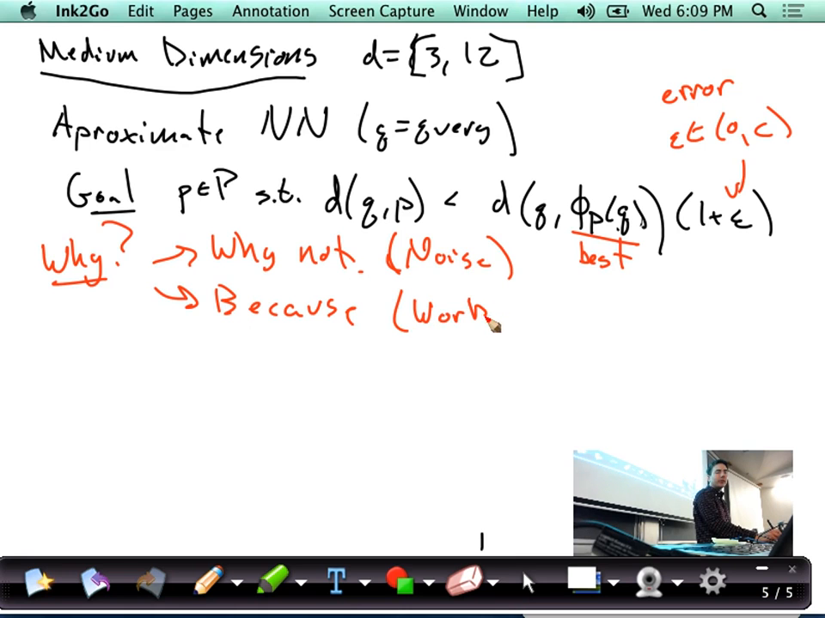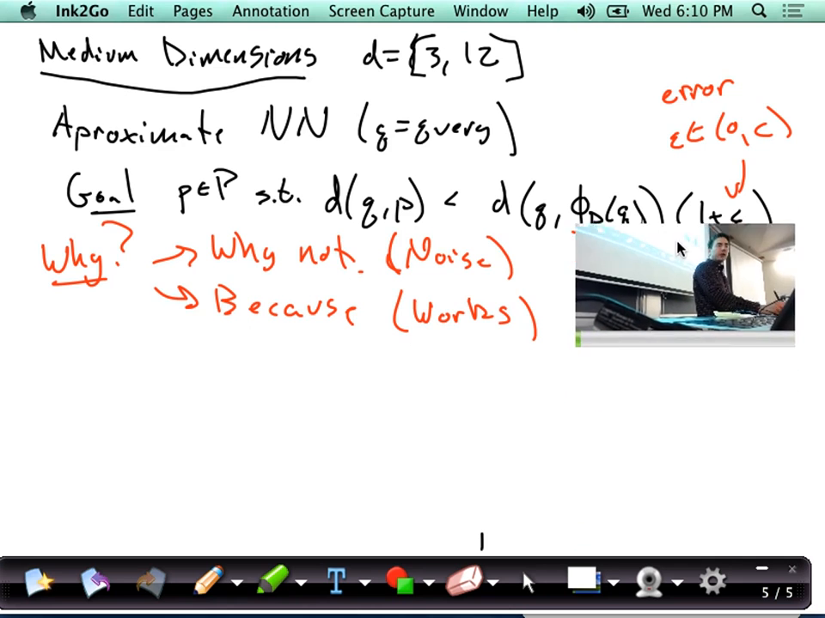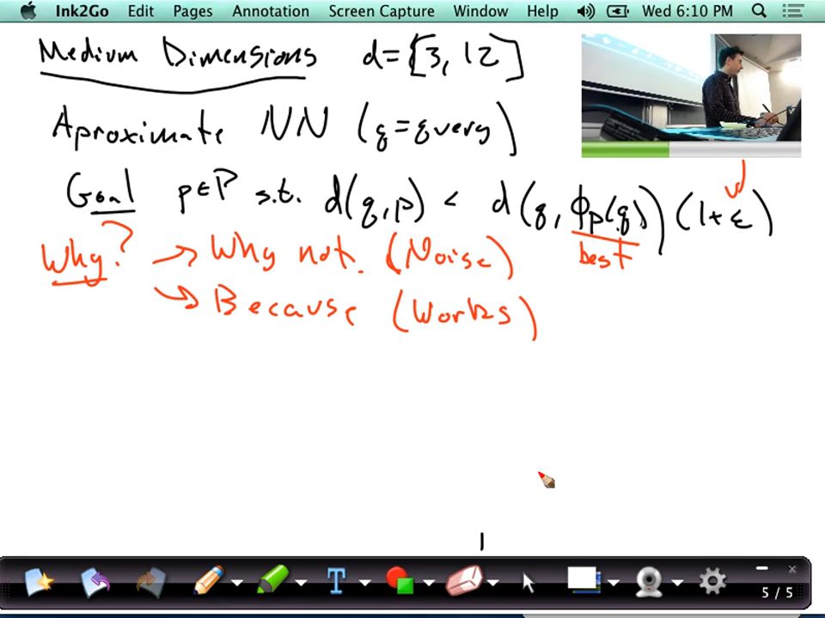And then the because is maybe because this one actually works. This one is easier to do. I can actually solve this problem a lot easier than I can solve the exact problem. Okay, so let's see. The basic way of approaching this is, let's create a little bit more space here.